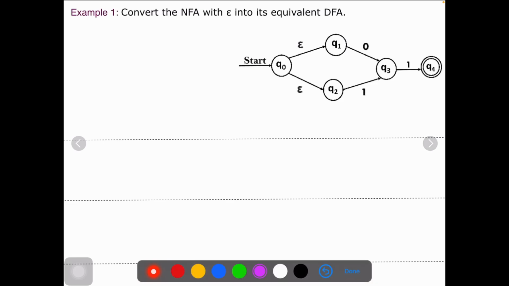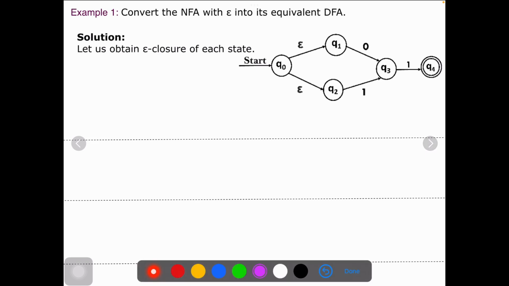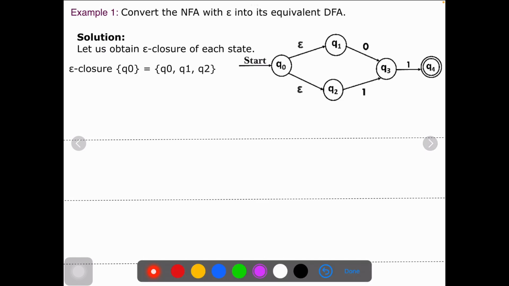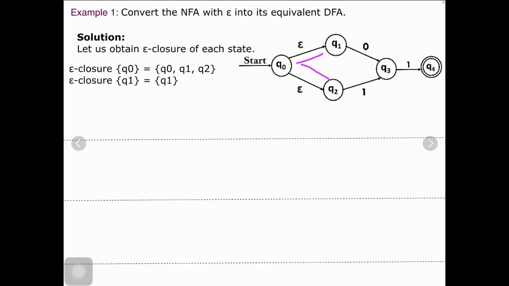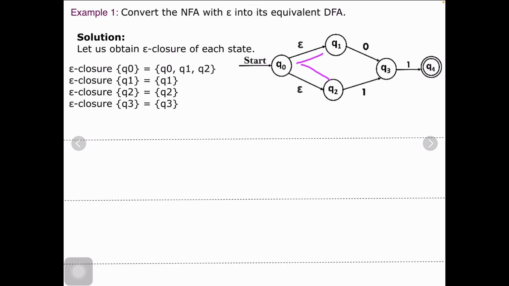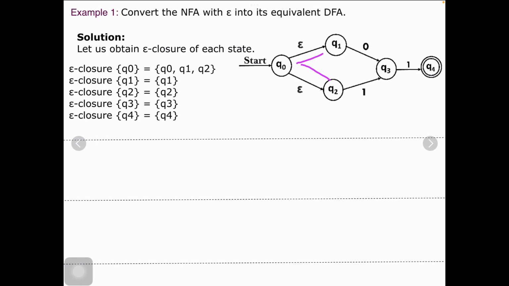Before converting it, you need to find out the epsilon closure. Let us obtain the epsilon closure of each state. Epsilon closure of Q0 is Q0, Q1, Q2, since Q0 goes to Q1 and Q0 goes to Q2. Epsilon closure of Q1 is Q1 itself. Epsilon closure of Q2 is Q2 itself. Epsilon closure of Q3 is Q3 itself. Epsilon closure of Q4 is Q4.